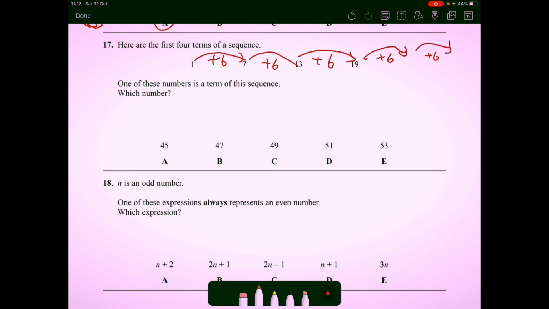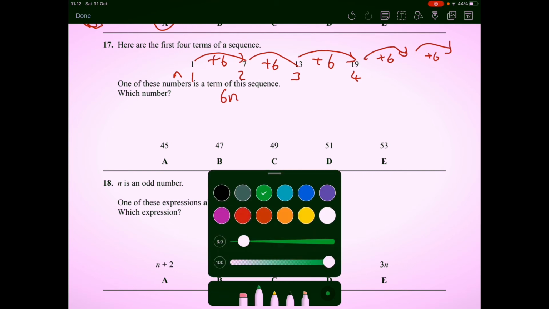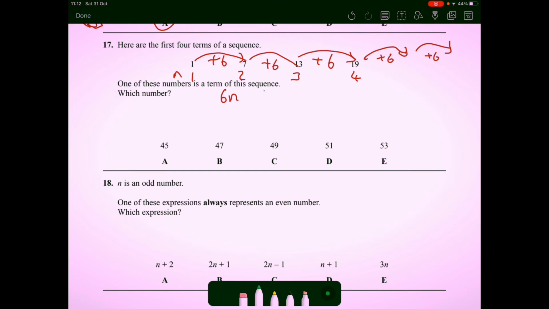So with this being n, 1, 2, 3, 4, the first, second, third, fourth term, what we're saying is, if this is going up in 6s, then it's going to be 6n. What do we have to do for 6n normally? Well, we would write out simply like this. All right, well, that's basically the 6 times table. So that's going to be 6, 12, 18, 24. But what we've got going on here is 1, 7, 13, 19.